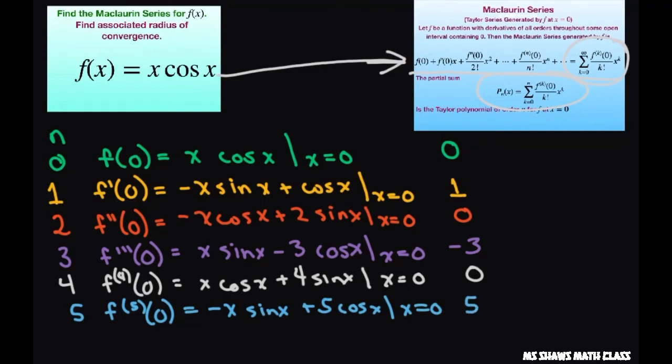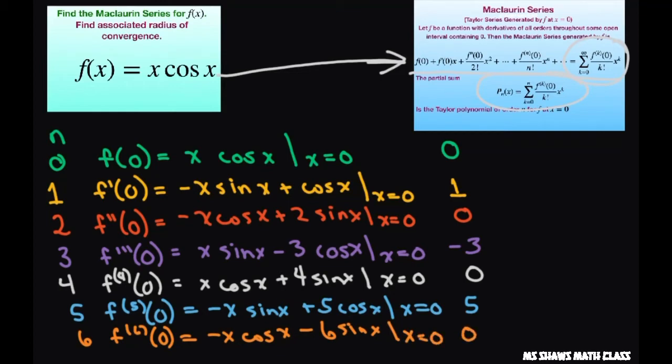I'll try to squeeze in one more here. So let's try to squeeze in the sixth one. Well, the sixth one, if I do 6, that's going to be the sixth derivative at 0. That's going to equal negative x cosine of x minus 6 sine of x. And evaluating that at x equals 0, we're going to get 0.